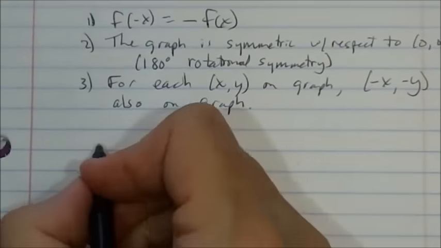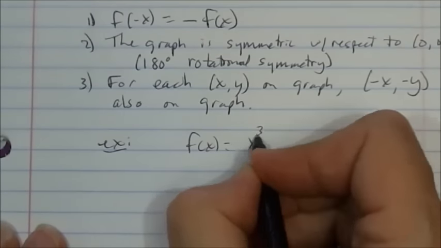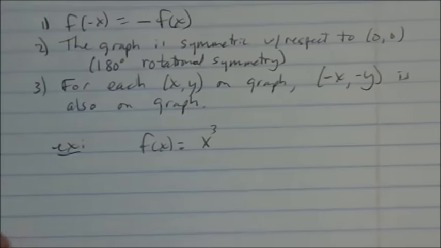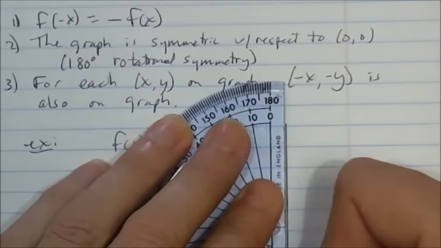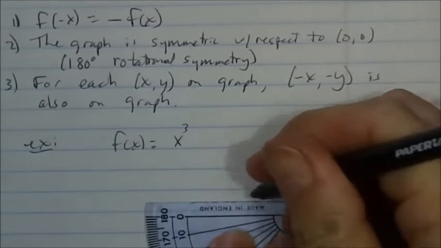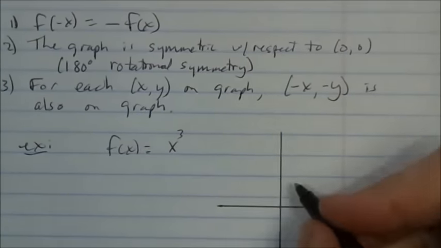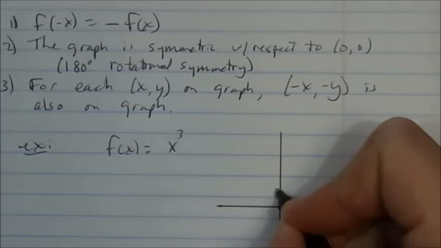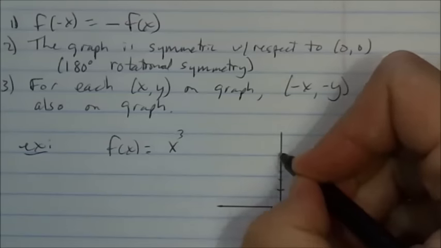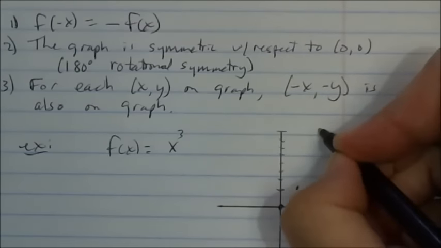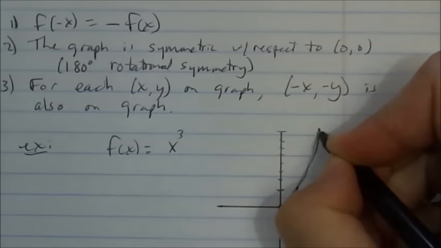And let's do an example of an odd function. Let's say f of x is equal to x to the third power. Let's take a look at the graph of this. Sometimes it's best to look at a graph to determine if it's even or odd. Well, x cubed has (0, 0), (1, 1) because 1 cubed is 1, (2, 8). So the right-hand part of the x cubed looks like this.